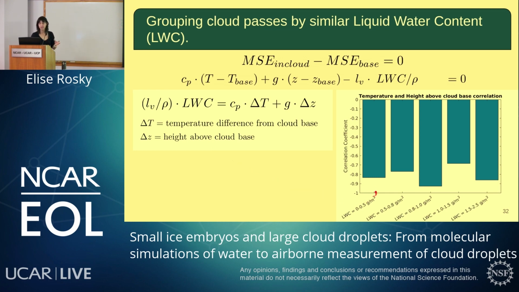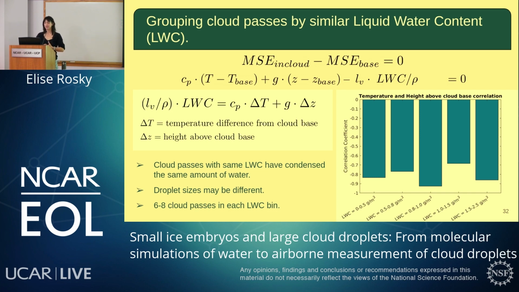So here I'm just showing the different liquid water content bins that I divided all of my cloud passes into, and I've plotted the correlation coefficient between the delta T and delta Z. So for all of the different liquid water content bins, there is a high anti-correlation between those values. So this is sort of just a sanity check to make sure that when I group my cloud passes by equal liquid water content, they're still making sense and are having moist adiabatic properties.